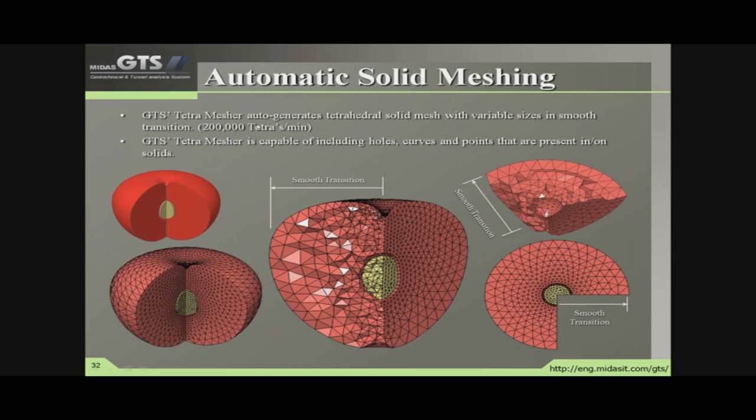When you perform the automatic solid meshing, then there will be a smooth transition from inner surface to outer surface, because we know that the accumulation of stresses at the inner surface will be higher. So GTS will prepare nodes at smaller distances at the inner surface, and as it goes outside towards the smooth surface, then it will create the nodes at greater distances, so there will be a smooth transition from lower distance between the nodes to higher distance between the nodes.